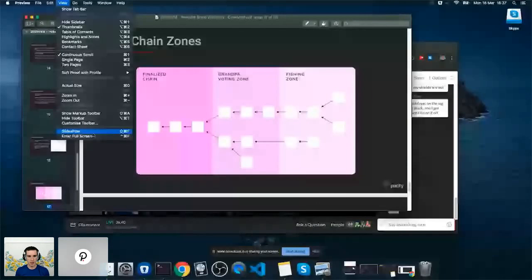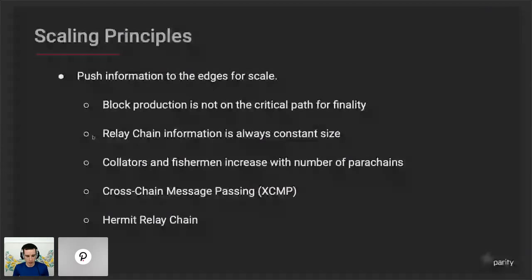Yeah, so all of this is driving around this one principle, which is that we don't want the relay chain to be a bottleneck. So you want to push as much information and data transmission to the edges of the network as possible. You don't want anything going through a bottleneck. Some of the stuff we talked about in here, like the relay chain information is always constant size. You're passing around these candidate receipts, and what's actually going to the relay chain is just a header update, which could just be a single hash for each parachain.